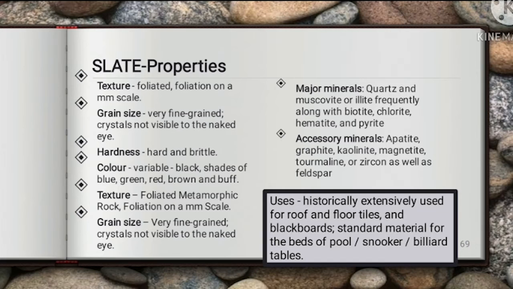Here are the uses of slate. Historically extensively used for roof and floor tiles, and also for blackboards. Standard material for the beds of pool, snooker, or billiard tables.